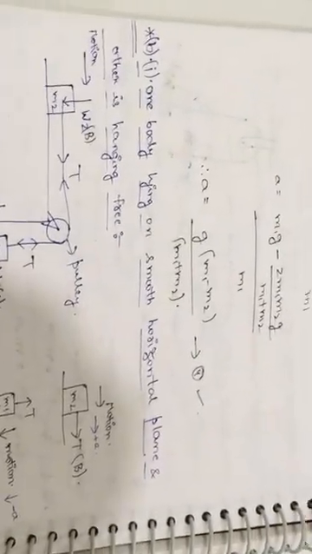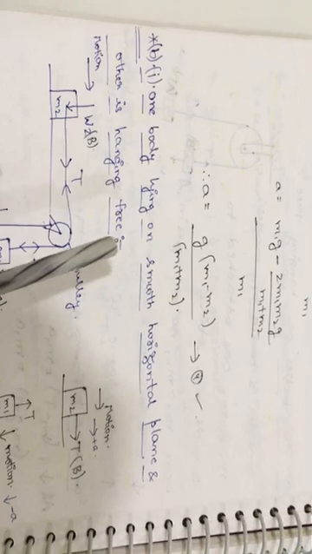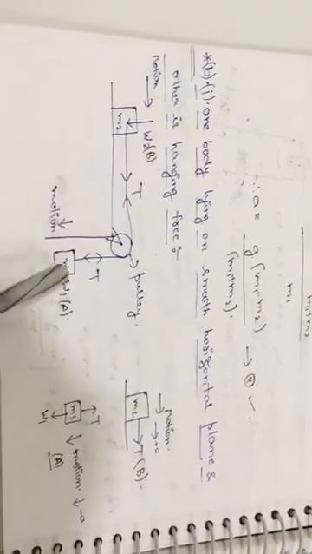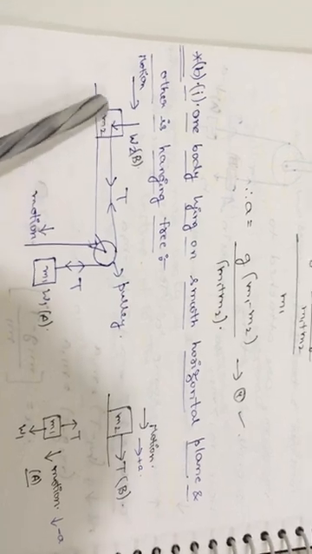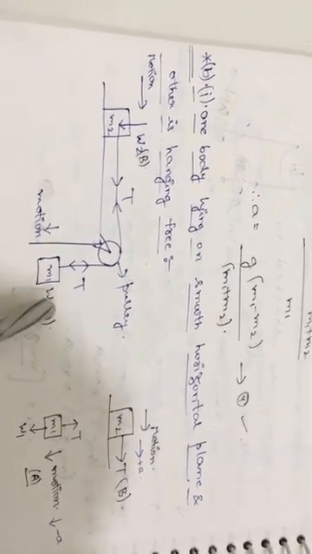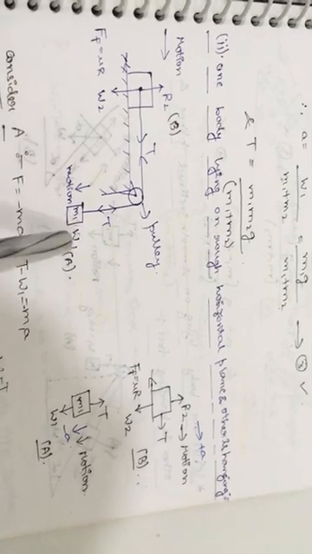Now we will see the second type. In the second type of the connected bodies, again two types are there. First type is one body lying on the smooth horizontal plane and the other is hanging free. Second type is one body lying on the rough horizontal plane and the other is hanging free.